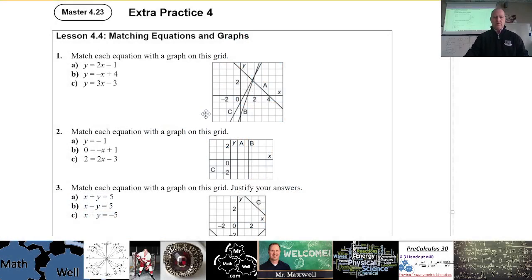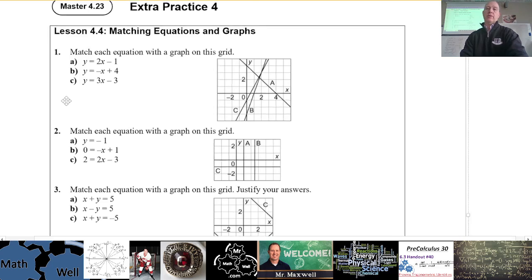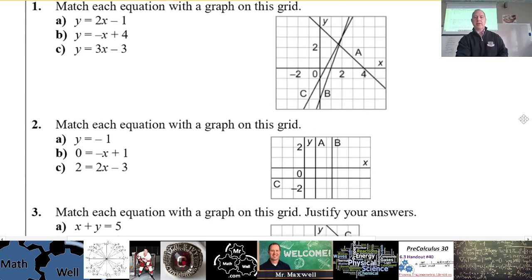All right, so 4.4, matching equations and graphs. We went over this a little bit yesterday just in preparation, so again, shouldn't be too difficult, but this is very, very important. This is a crucial part of the whole chapter here.